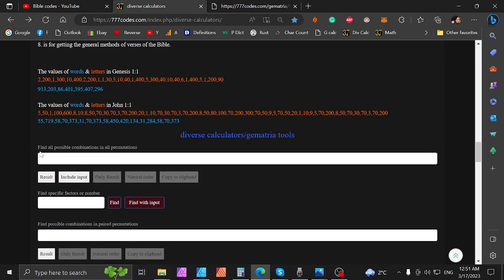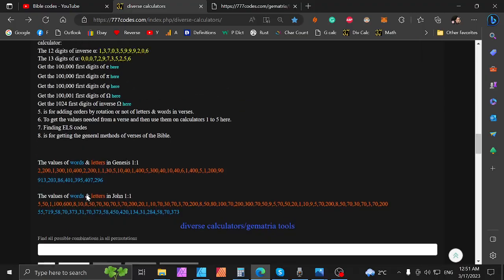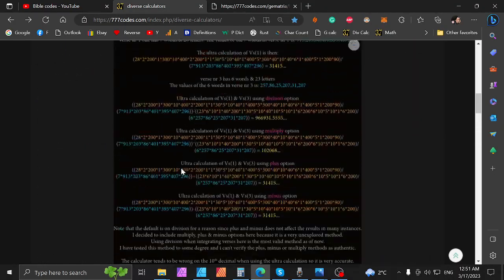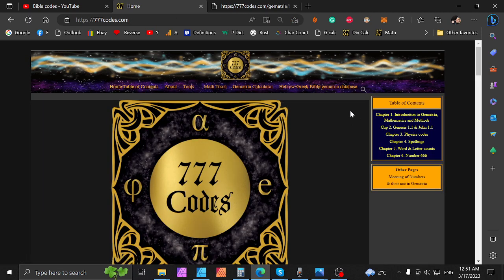Yeah, here is the find all possible combinations in all permutations. You should really read chapter number 2 to understand these, because I don't feel like explaining these. But read chapter 2 and you'll understand those. And I think that's it of what I need to go through here. Is there anything else? Yeah, that should be it. Again, you can read chapters 1 and 2 in the home or table of contents.